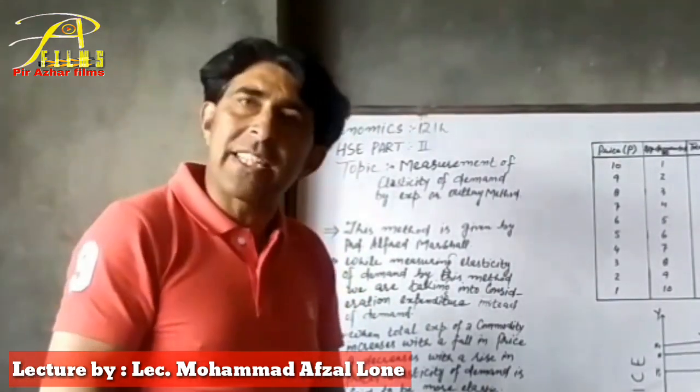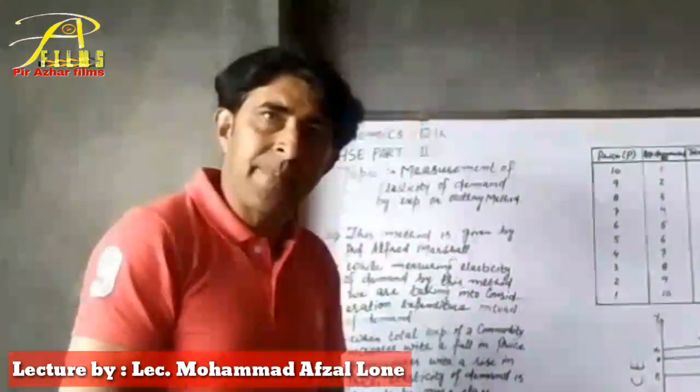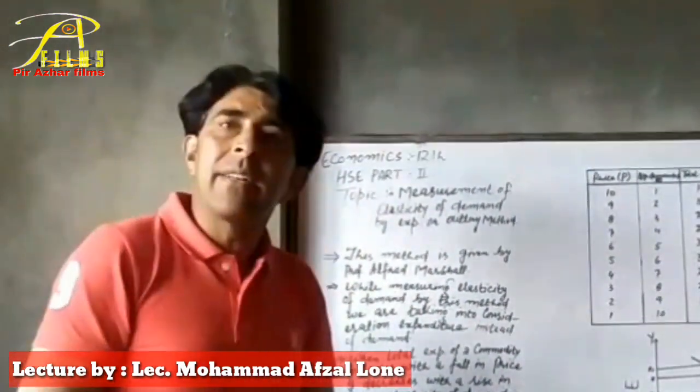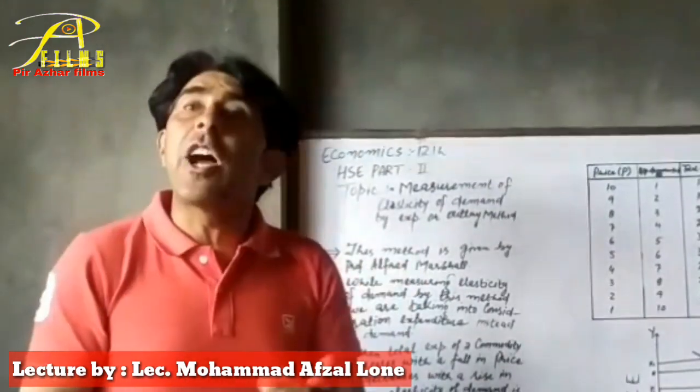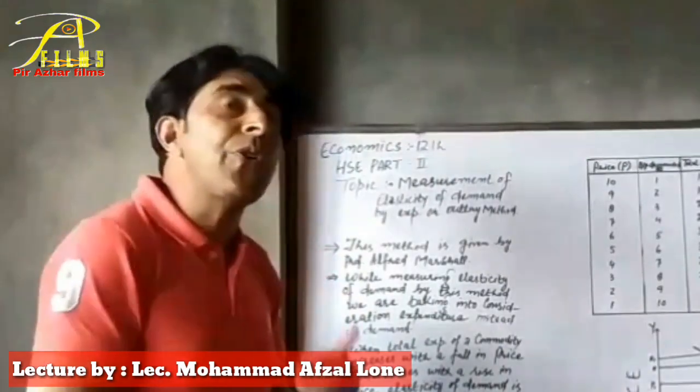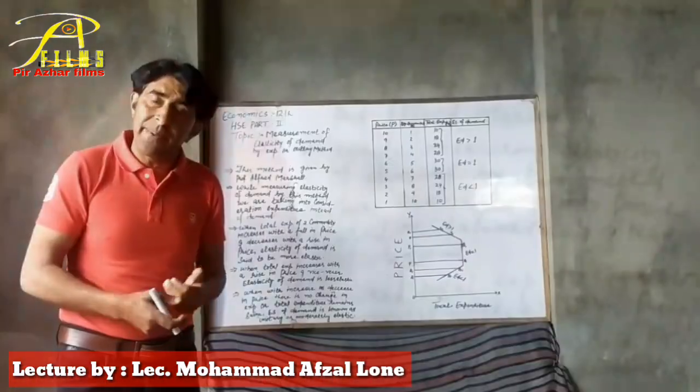In the last lecture we discussed the measurement of elasticity of demand by the flexes, proportionate or percentage method. And today our topic, for HSSC Part II, is how elasticity of demand is measured by the total expenditure method, or you can say the total outlay method.